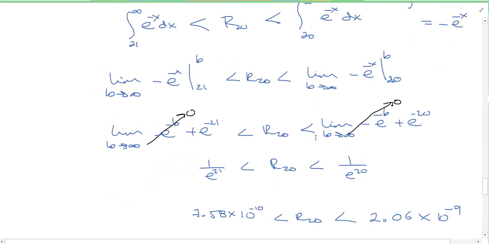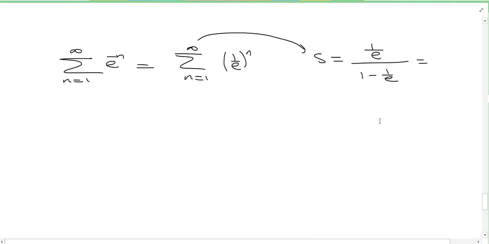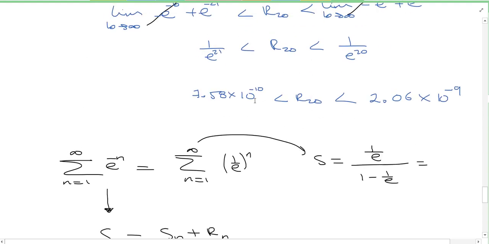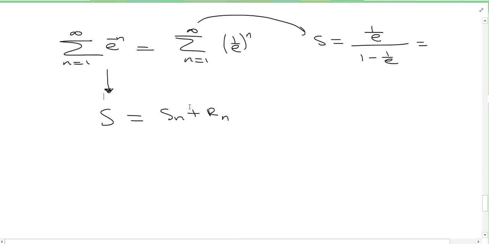The general sum, the total sum if it converges, that's S, will be Sn plus Rn. Our Rn is very, very small in this case. That's what I'm trying to illustrate: your R20 is very, very small. That means S20 is already very close to what the actual sum is, if our Rn is very small.